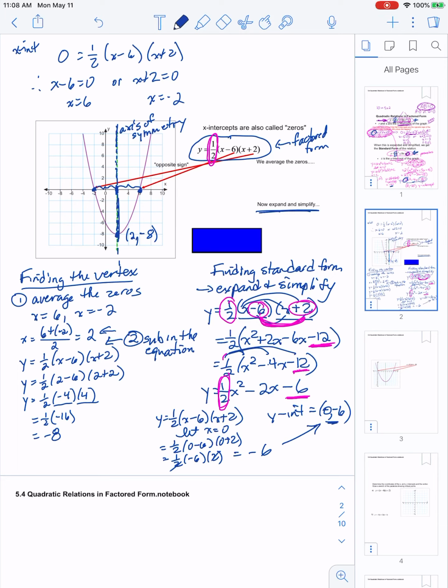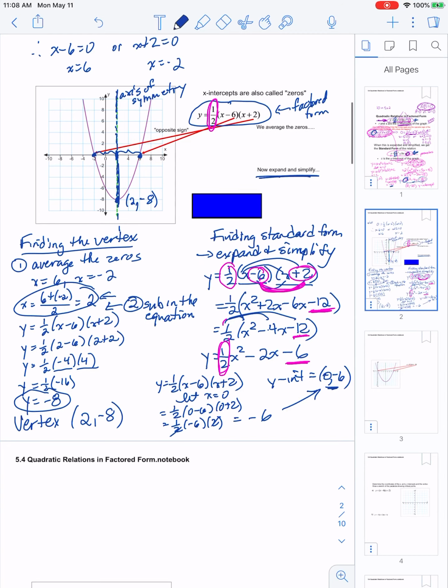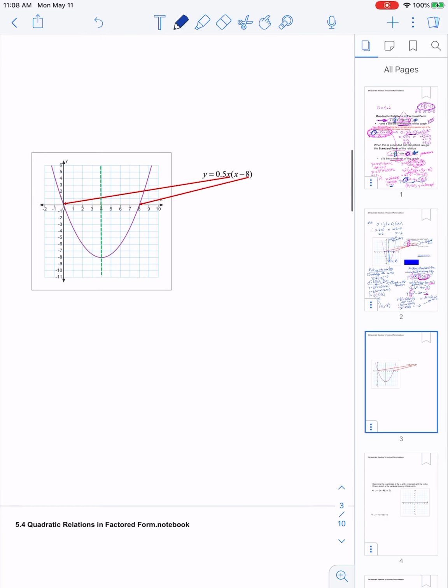And, sorry, back here at finding the vertex, so we have the x-coordinate of the vertex is equal to 2. And we have the y-coordinate of the vertex is equal to -8. So that means that the vertex is at 2, -8. All right, I'm going to do another example just like that.